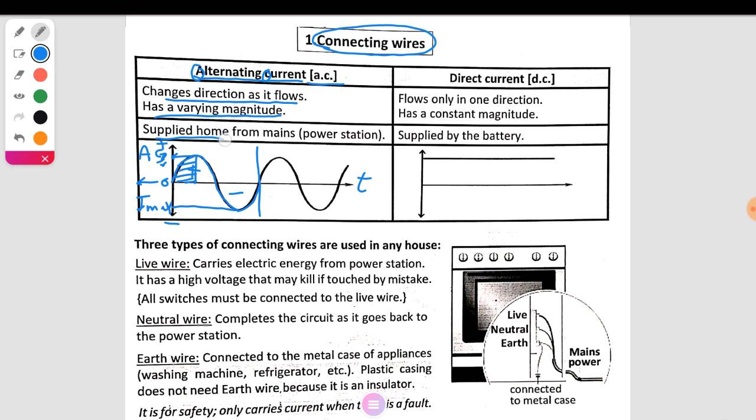It is supplied to homes from main power stations. At the power stations, alternating current is transferred by using a transformer to step up voltage and step down current to avoid melting wires.